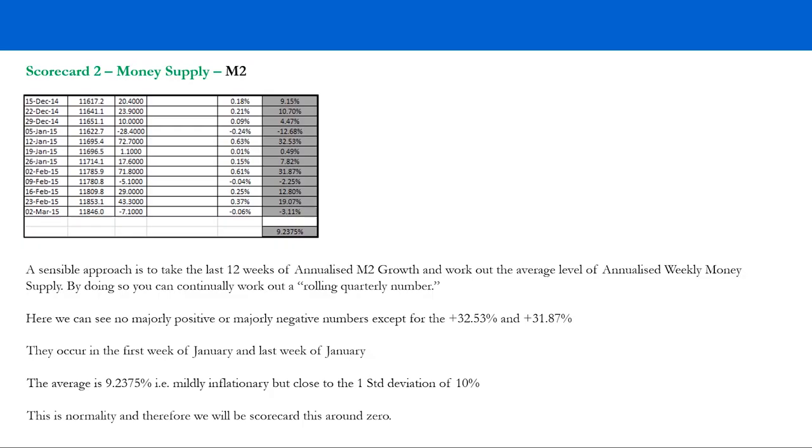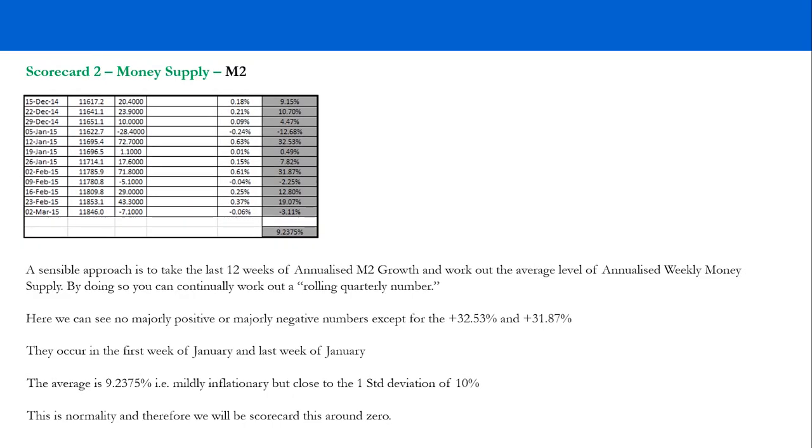But on a purely scorecard basis, the average is 9.2375%, which is mildly inflationary on our scale and is close to a 1 standard deviation move. And it's normality. So we basically scorecard this as something that's around a 0 on our scorecard. And that's what we'll be doing later when we look at scorecards, after we've been through the entire endogenous analysis.